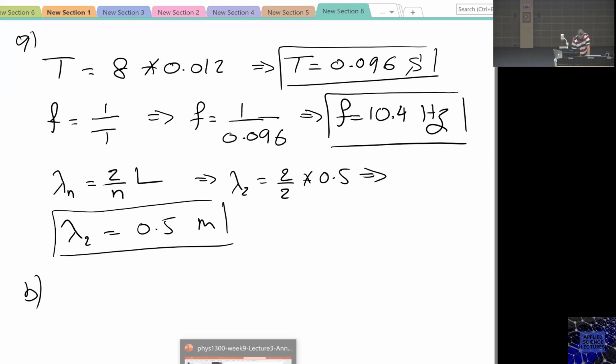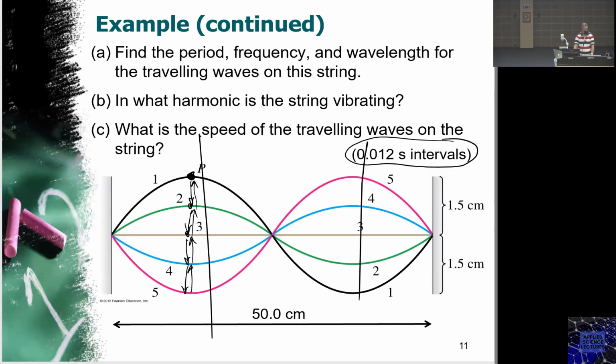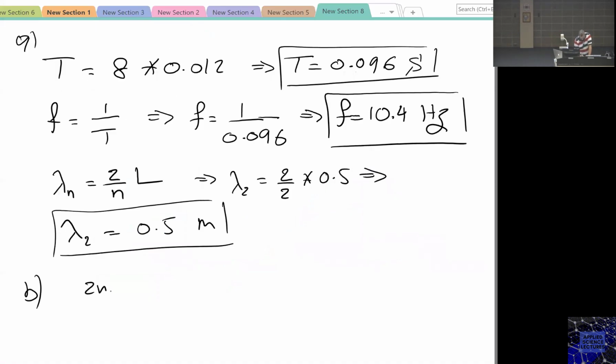B, what kind of harmonic is this? What order? That's the second harmonic, because n equals 2. So this is the second harmonic.